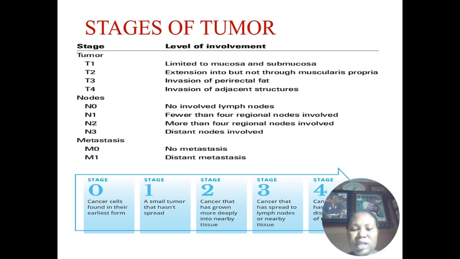Stage 1 is a small tumor that hasn't spread. Then stage 2 is cancer that has grown more deeply into nearby tissue. Then we have stage 3, which is cancer that has spread to lymph nodes or nearby tissues. Then stage 4, we have cancer which has spread to distant organs. And those are the stages of tumor.